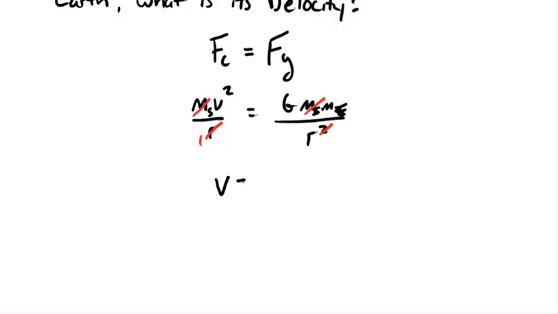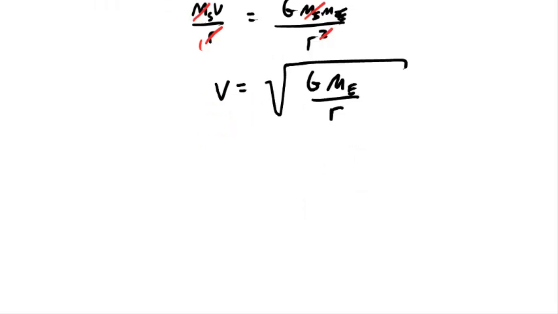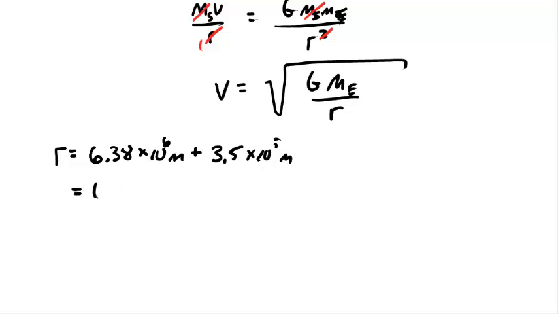And so now I can solve. So v equals the square root of G, mass of Earth, over r. Now before I continue, I need a little bit more information. First, I need r. So if the satellite is 350 kilometers above Earth, then the distance to the center, or the radius of its path, its r, is going to be the radius of Earth, 6.38 times 10 to the 6 meters, plus the height above Earth, which is 3.5 times 10 to the 5 meters, and that gives us 6.73 times 10 to the 6 meters.